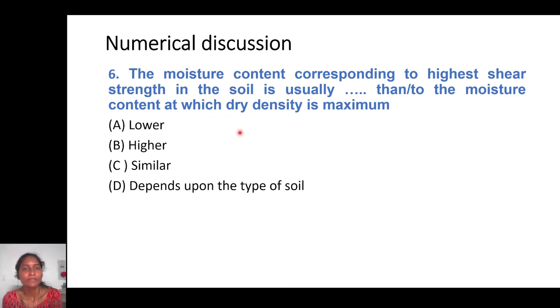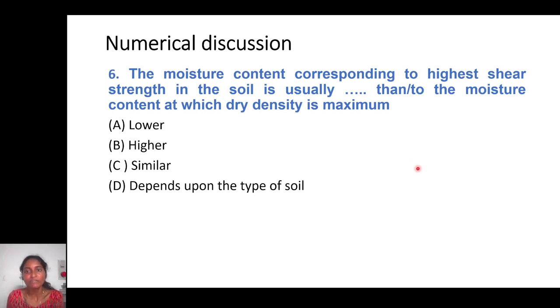The moisture content corresponding to highest shear strength in the soil is usually dash than the moisture content at which dry density is maximum. Maybe you can read this question once more to understand. If you take the optimum moisture curve, now we have two things. One is maximum dry density, one is maximum shear strength.